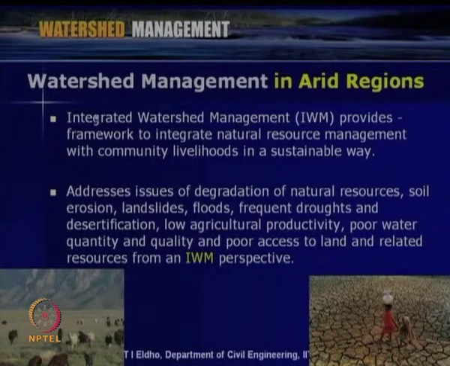Within the perspective of IWM, we try to address issues of degradation of natural resources, soil erosion, landslides, floods, frequent droughts and desertification, low agricultural productivity, poor water quantity and quality, and poor access to land and related resources. So, whatever we discussed, we are trying to integrate the various aspects of watershed management. If we can integrate land related, water related and people related aspects, then we can have better watershed management plans for the arid regions.